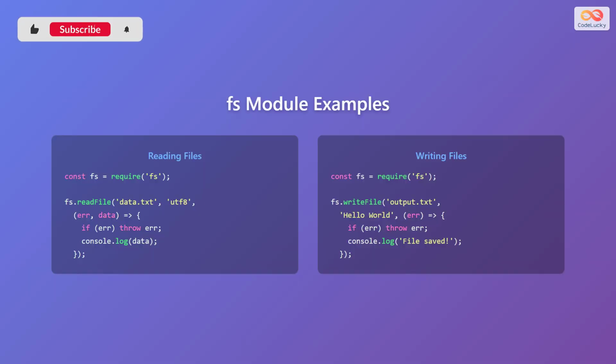Here are some examples using the FS module. First, reading files. The code shows how to use the fs.readFile function to read the contents of a file named data.txt. Second, writing files. The code shows how to use the fs.writeFile function to write the string hello world to a file named output.txt.